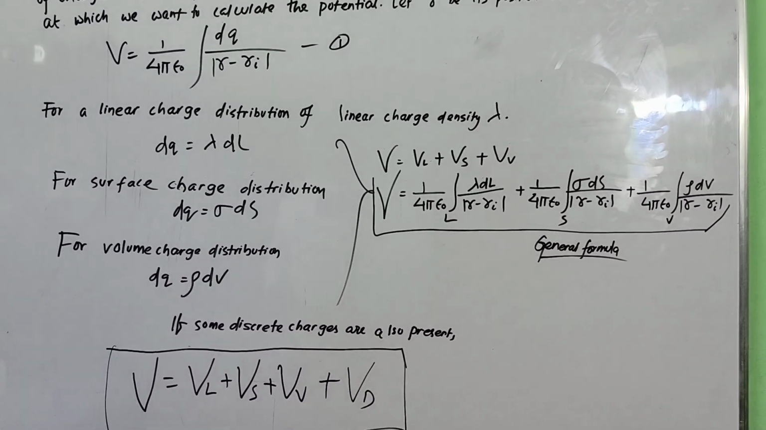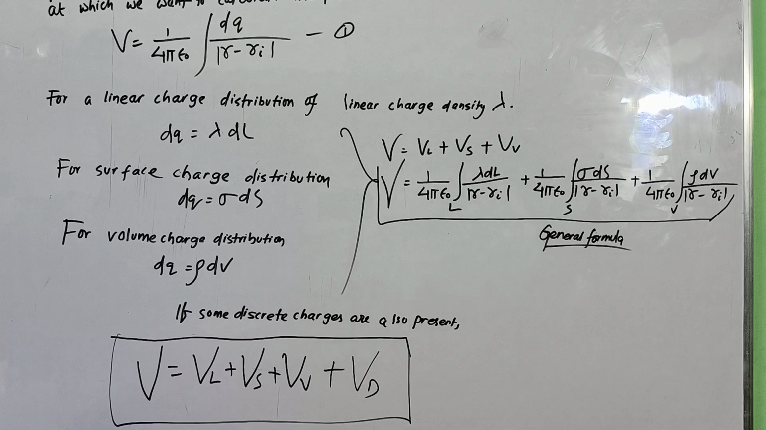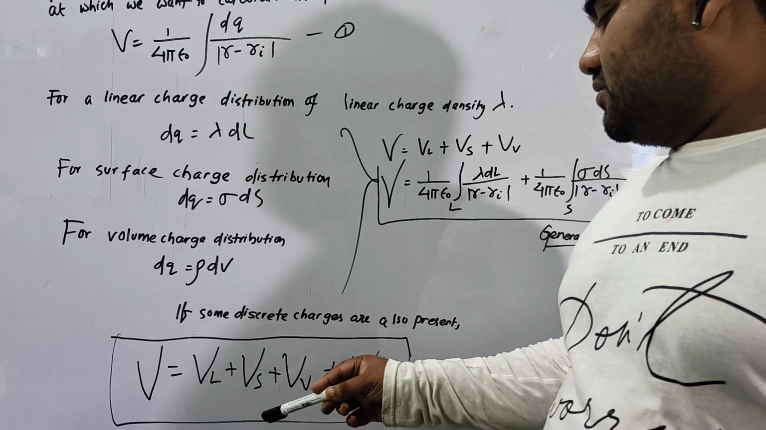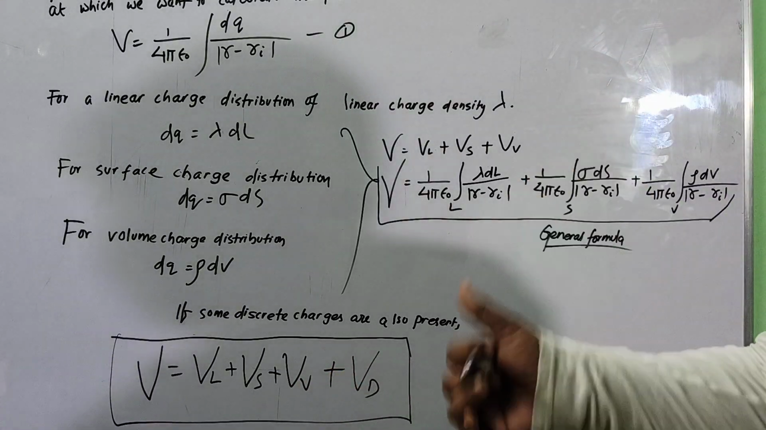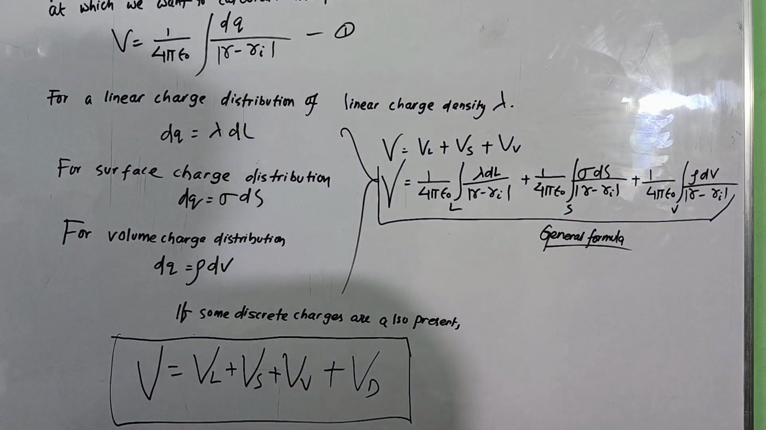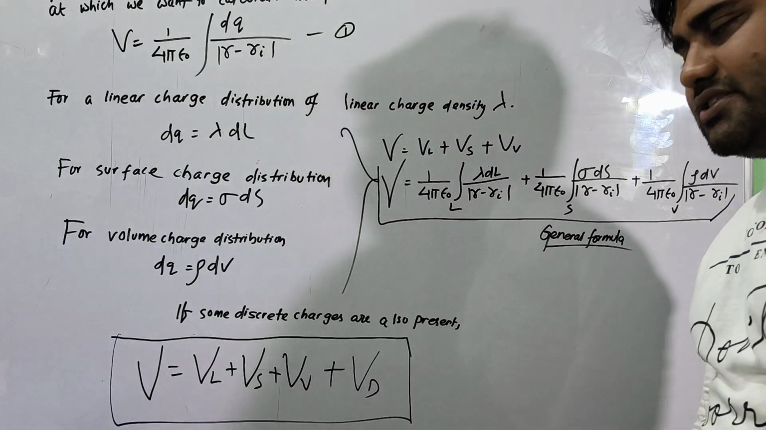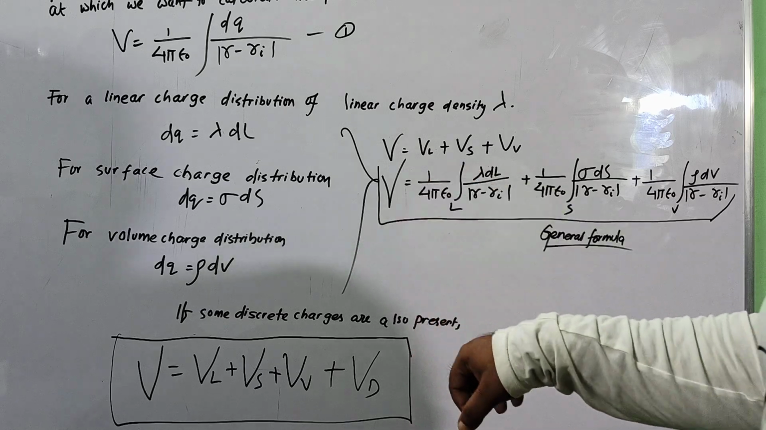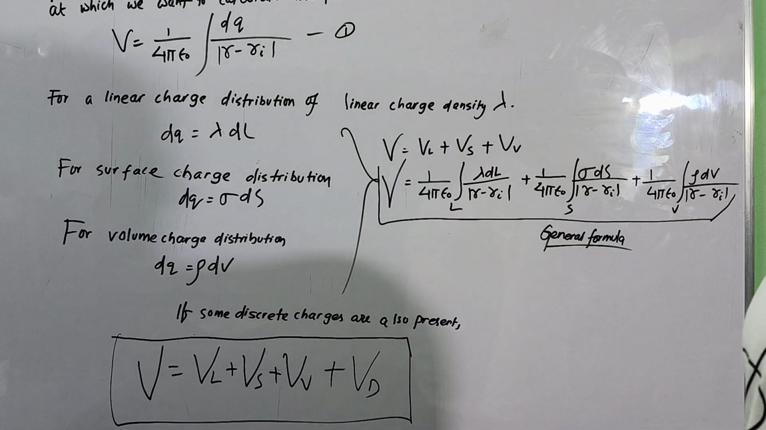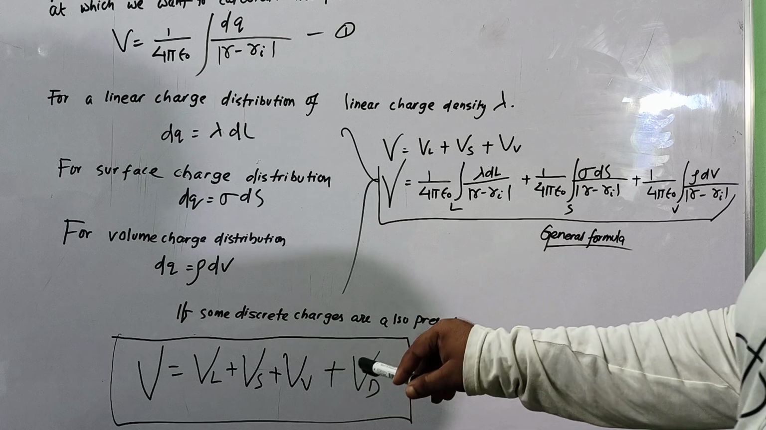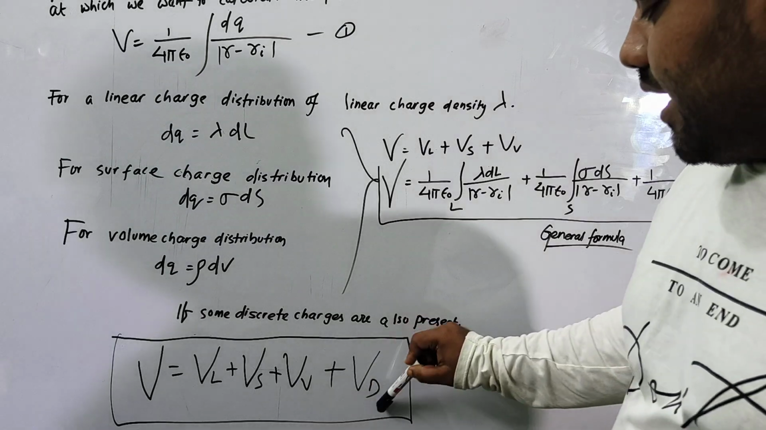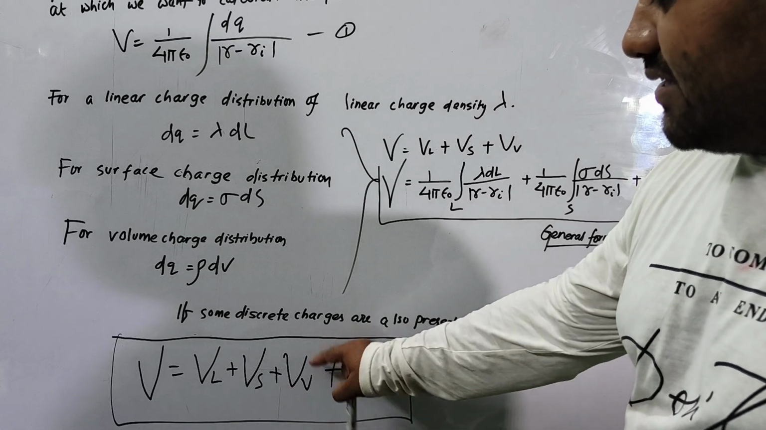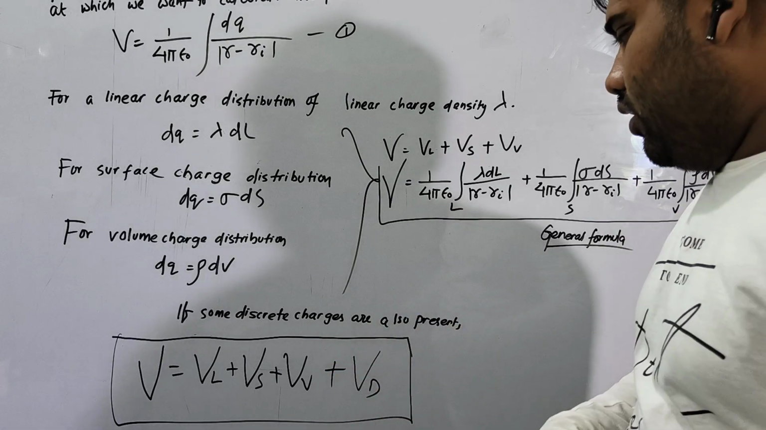So this is your last step. It consists of VL, VS, VV and VD. VD is the potential due to the discrete distribution of charges. Okay. So in a space, these are the possible things that can be present. They may be absent. If they are absent, you can actually omit this thing from the equation. So there is no need to worry.